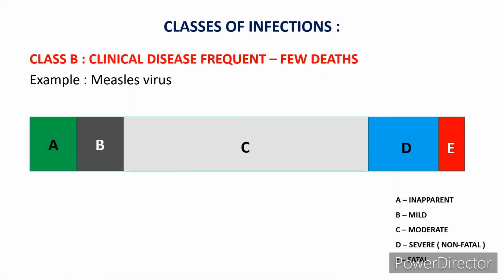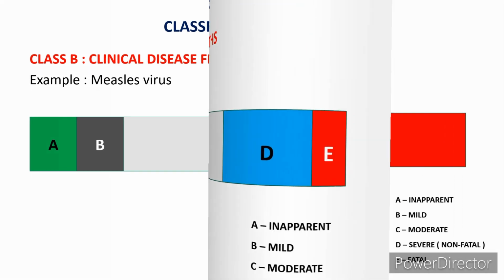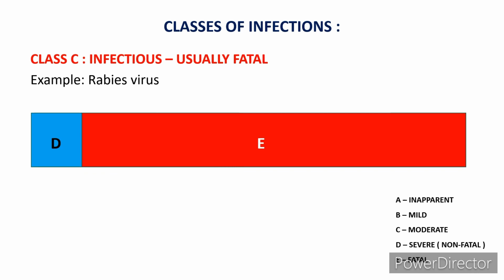Coming to the second class of infection, class B, clinical disease frequent. The best example is measles virus. If you look at the diagram, the green part, that is the proportion of inapparent infection, is very small compared to the clinical part. In class B, there are also very few fatal deaths, if you look at the red part. And coming to the last class of infection, class C, infection which is usually fatal. The best example is rabies virus, and in the diagram, the major portion of the cases are fatal, the red part.